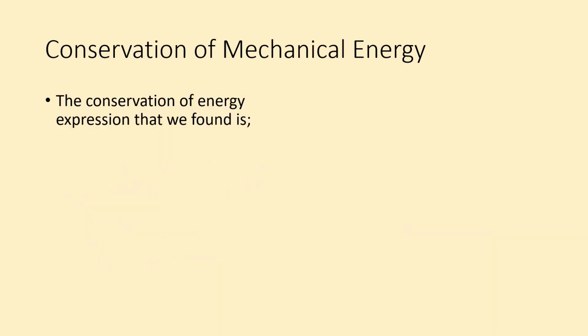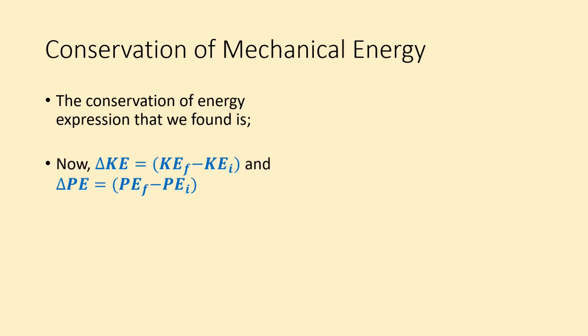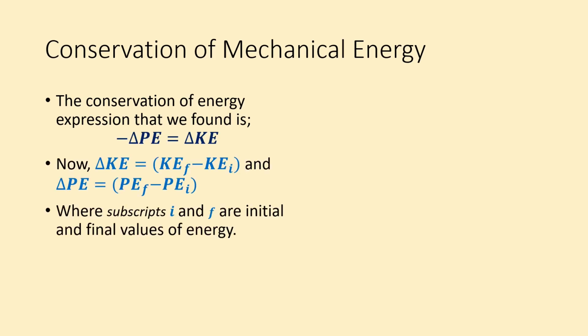Okay, so now let's derive a conservation of energy expression that will be easier for us to apply to our problem and consequently solve our problem. So we've already come up with the expression that negative delta PE equals delta KE. What that means is that a loss in potential energy, whether that's gravitational or spring potential energy, is usually manifested as a gain in kinetic energy.